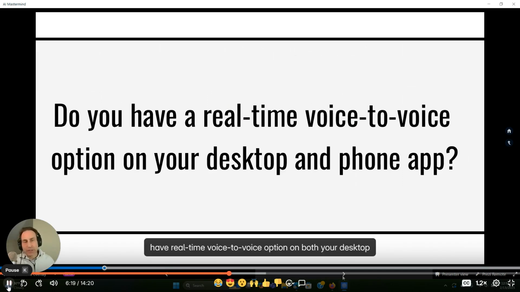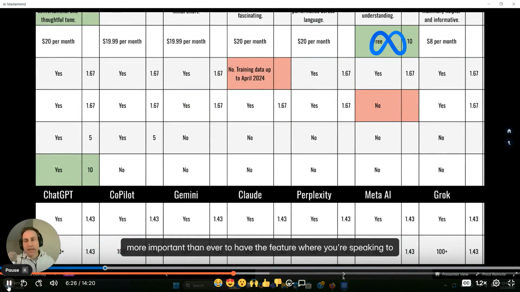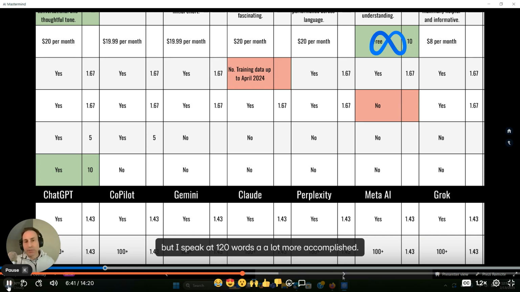Next category, do you have a real-time voice-to-voice option on both your desktop and phone app? It's more important than ever to have the feature where you're speaking to the large language model. I don't know about you, but I type maybe 30, 40 words a minute, but I speak at 120 words a minute, and I can get a lot more accomplished.